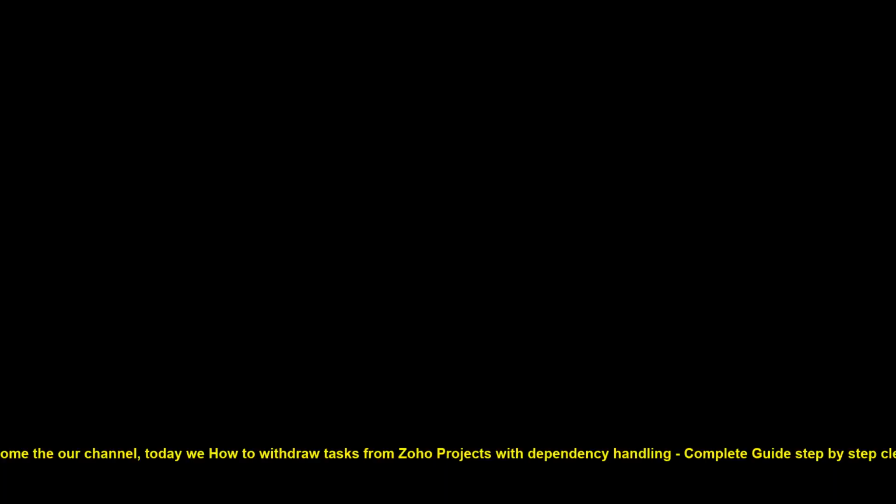Today we'll learn how to withdraw tasks from Zoho Projects with dependency handling, a complete guide step by step, clearly. To begin withdrawing tasks from Zoho Projects with dependency handling, log in to your Zoho Projects account. Navigate to the specific project that contains the tasks you wish to withdraw. Open the Tasks section within your project dashboard.